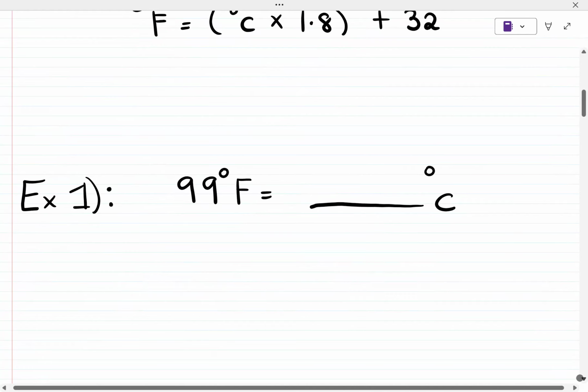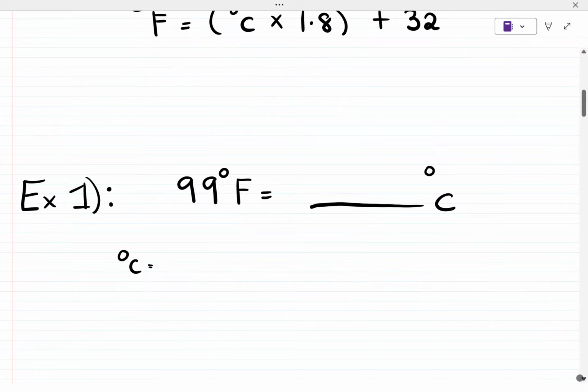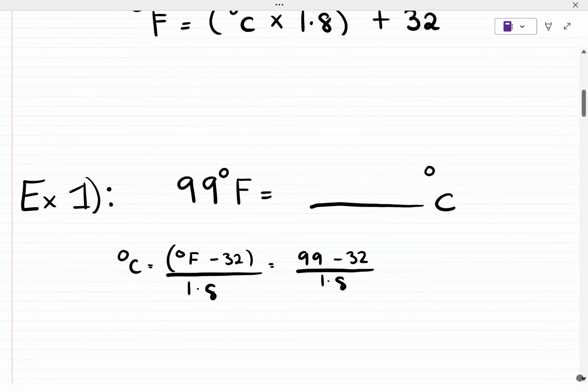Example one, we have 99 degrees Fahrenheit and we want to convert it to degrees Celsius. So you're going to use rule one, which is degrees Celsius equals degrees Fahrenheit minus 32 all over 1.8. Our degree in Fahrenheit is 99 minus 32 all over 1.8. And 99 minus 32 is 67 all over 1.8.